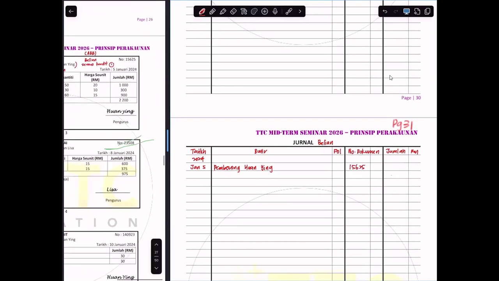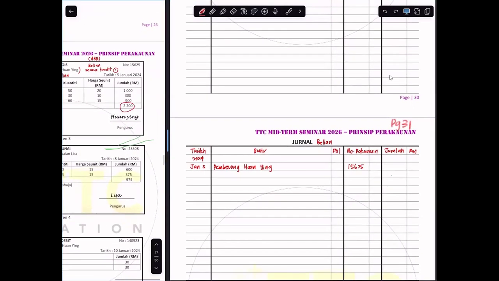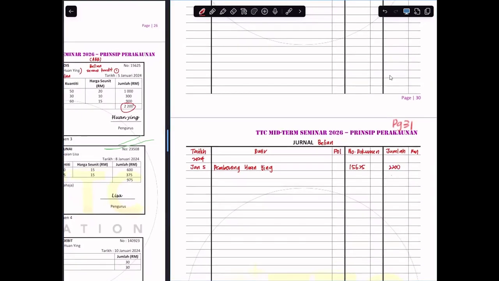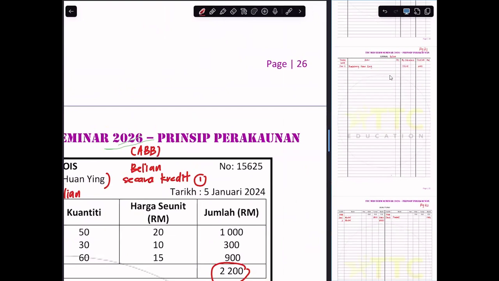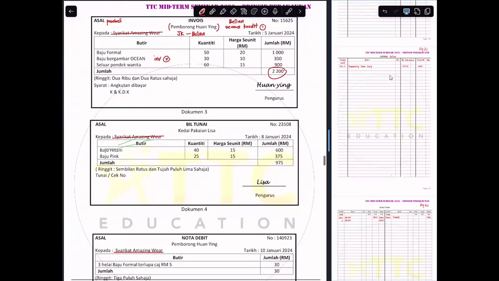Value, always take the final value, regardless of whether there's any discount or not. Okay, done for journal Boolean first transaction. Then the next one, bill tunai.